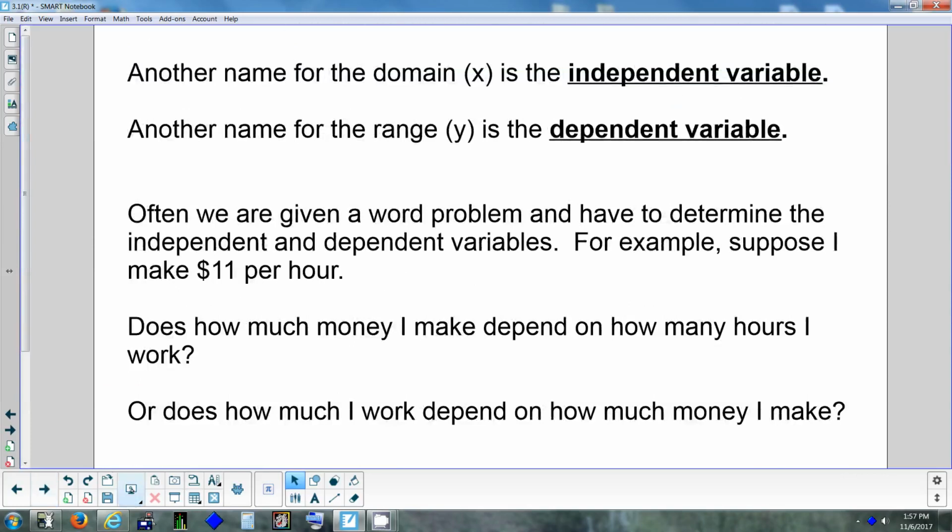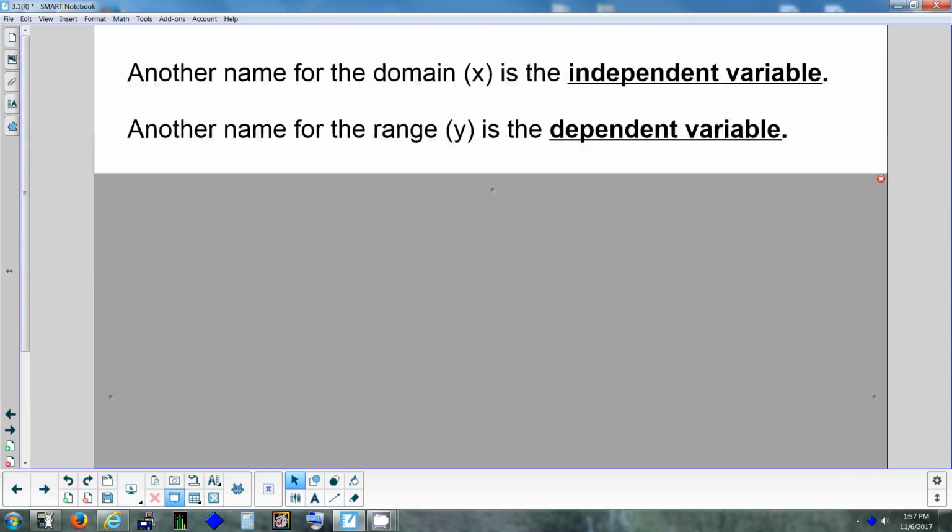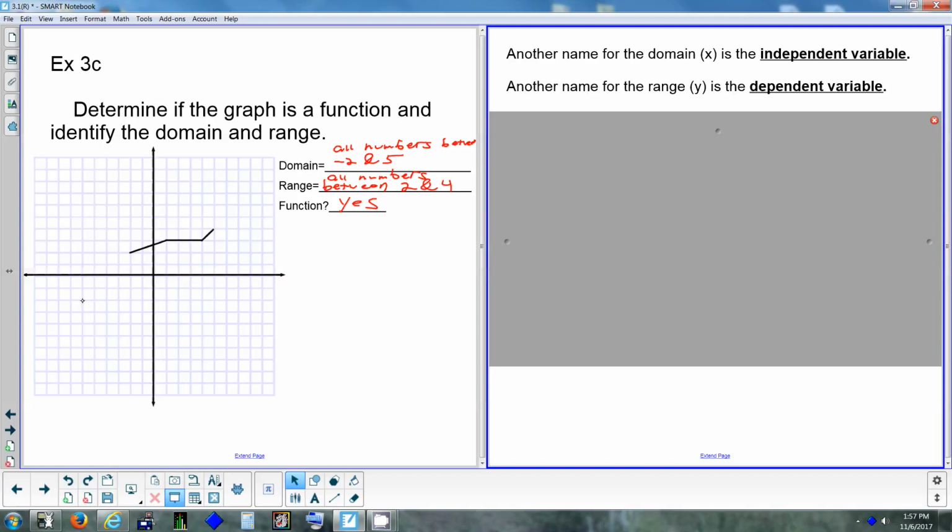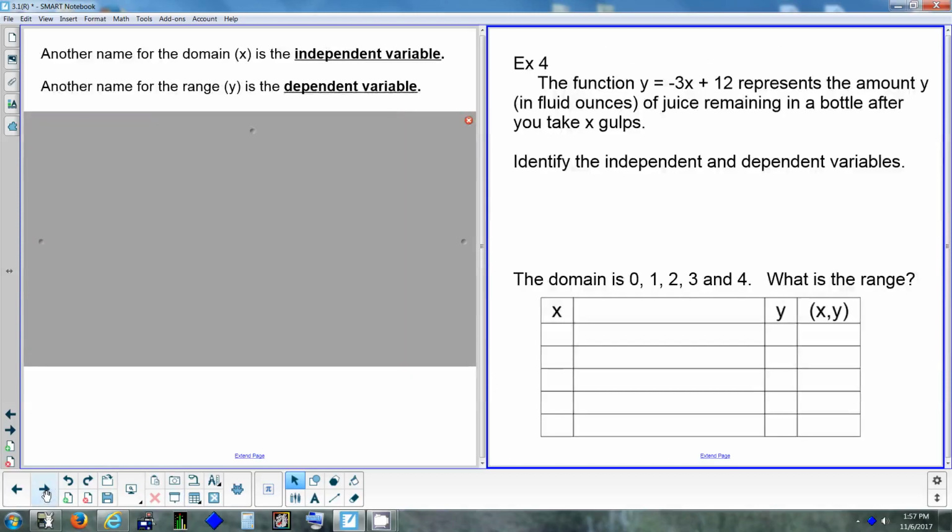Okay, the last one. I just want you to write down, if it's not already in your notes, another name for the X is the independent variable. Another name for Y is dependent variable. So in addition to domain and range, X is also called independent, Y is called dependent.